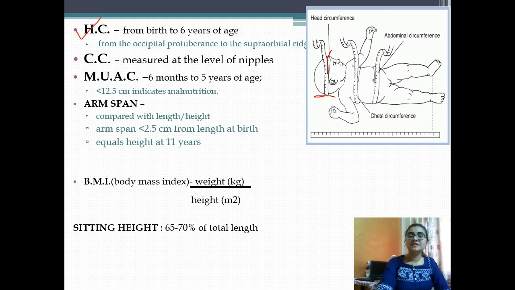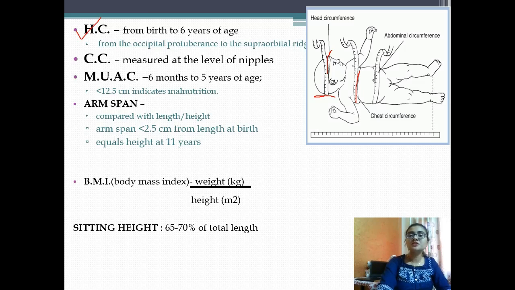Moving to chest circumference. It is measured at the level of the nipples. At birth, head circumference is more than chest circumference. It is always 2 to 3 centimeters more than chest circumference at birth. But later on they become equal at 1 year of age, and then chest circumference increases but head circumference remains the same. So growth restricts at that level.